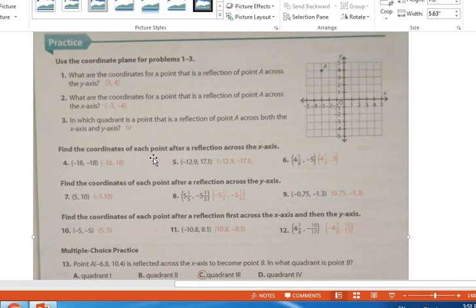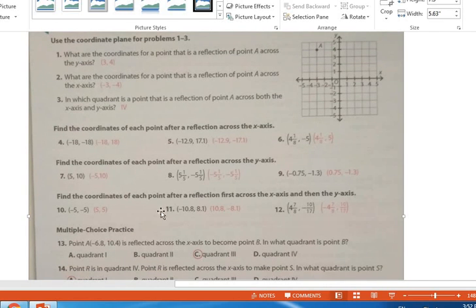Find the coordinates of each point after a reflection across the x-axis. As I told you before, here x will be the same and just y will differ. It differs in the sign. The opposite of -18 will be 18. And this one, as I told you before, is the coordinates of the point after the reflection across the y-axis. So x here will change from 5 to -5, and 10, the y, remains the same.